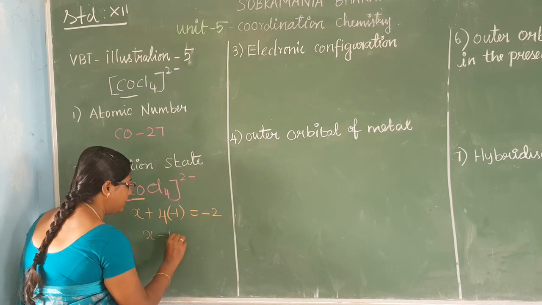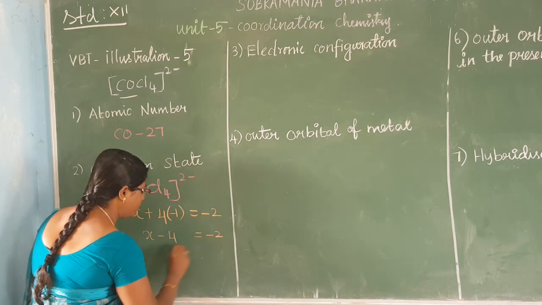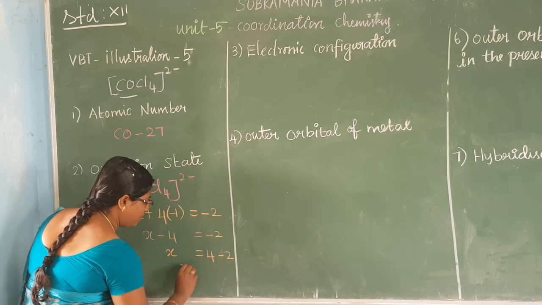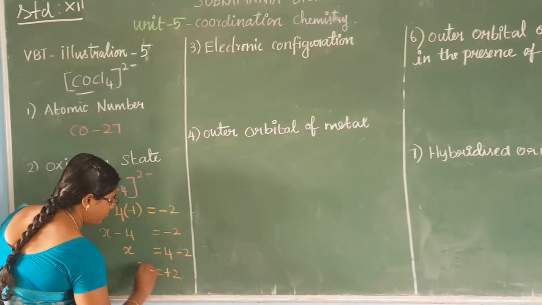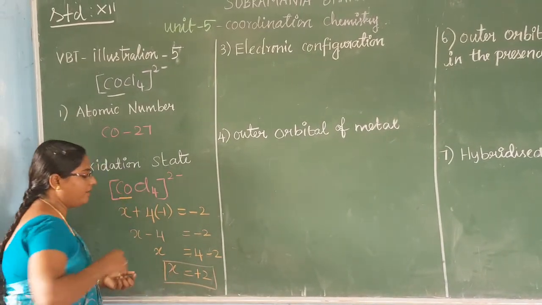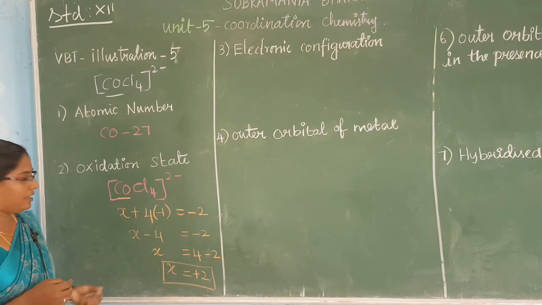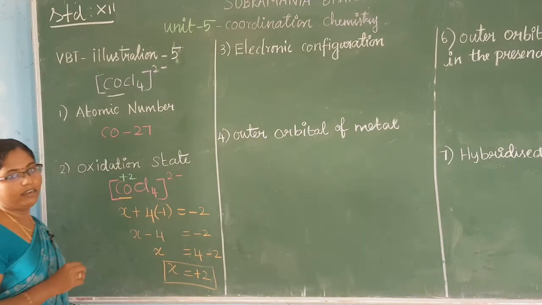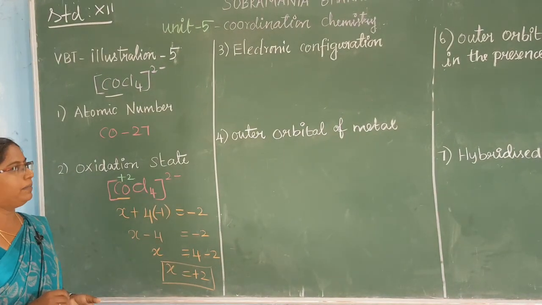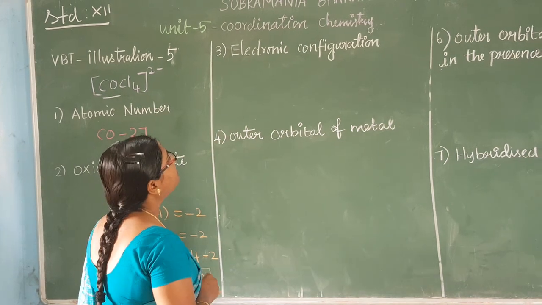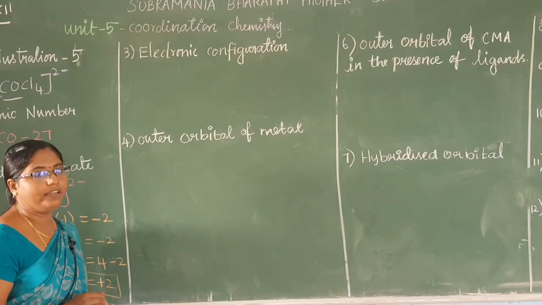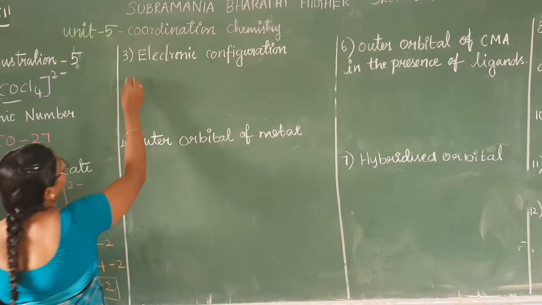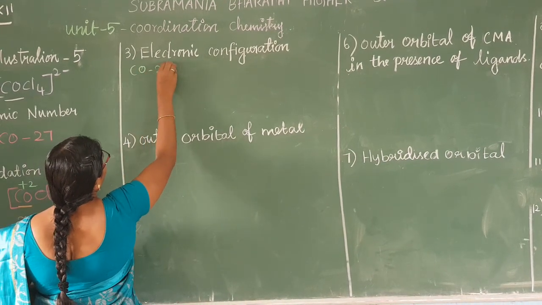So, X minus 4 equal to minus 2, X equal to plus 4 minus 2. So, X is equal to plus 2. What is the oxidation state of the central metal atom? The oxidation state of the central metal atom is plus 2. We have found out the oxidation state of the central metal atom. And then the third step, I have to write the electronic configuration of the central metal atom. For that you should know the atomic number first, then only you can write the electronic configuration.